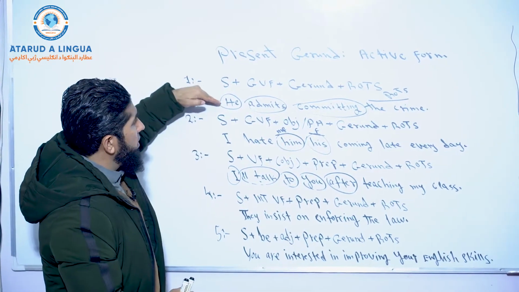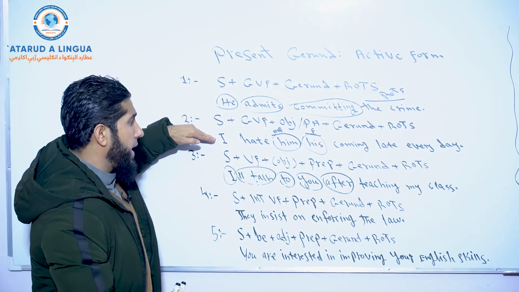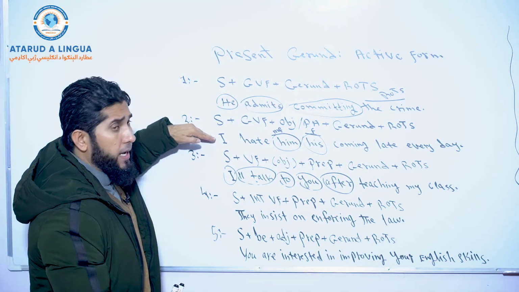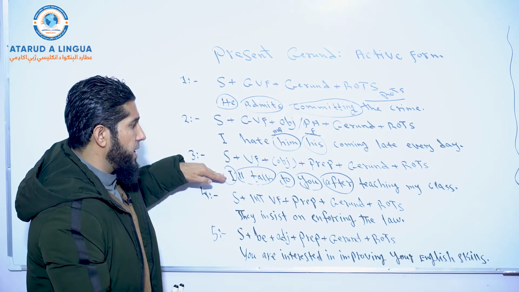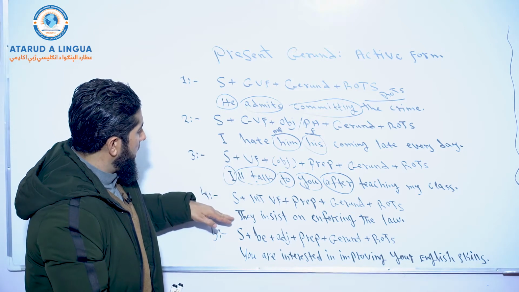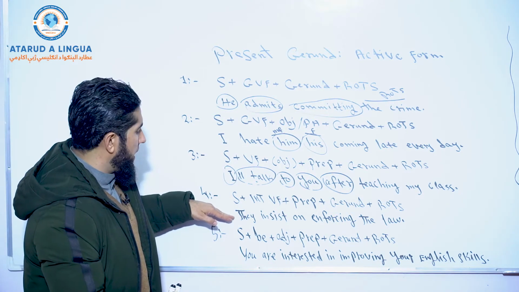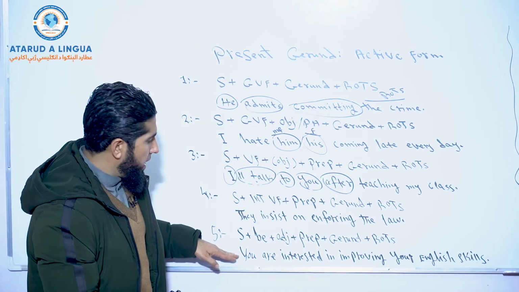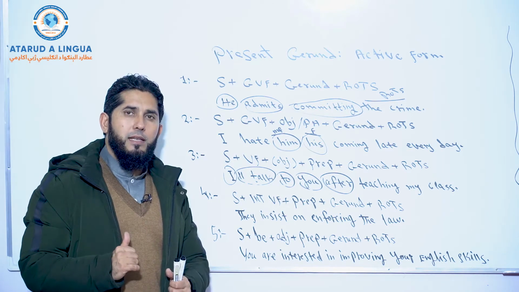The first example, he admits committing the crime. The second example, I hate him coming late every day, or I hate his coming late every day. I'll talk to you after teaching my class. In example number 4, they insist on enforcing the law. In example number 5, you are interested in improving your English skills.